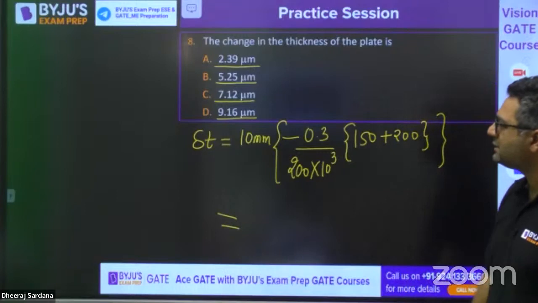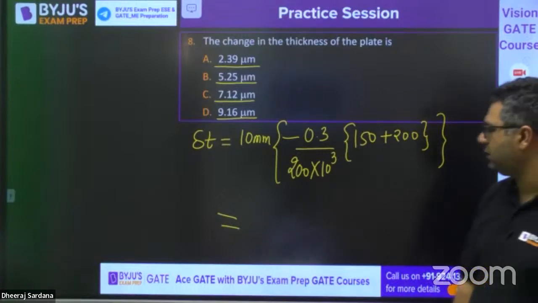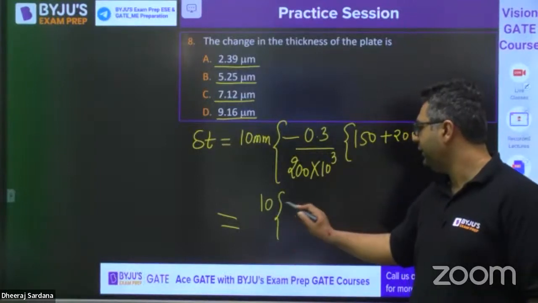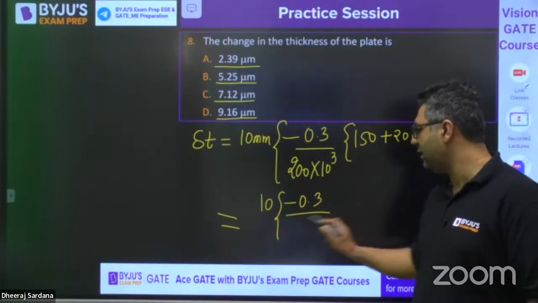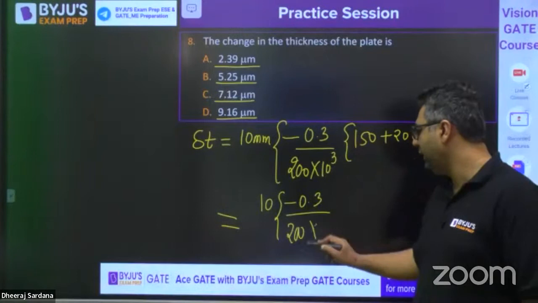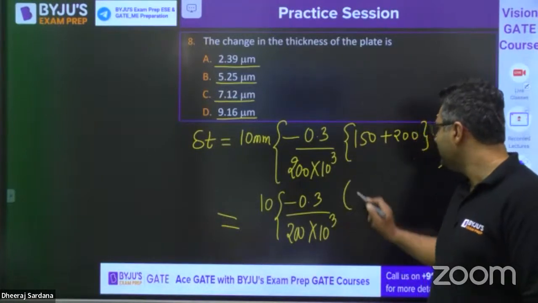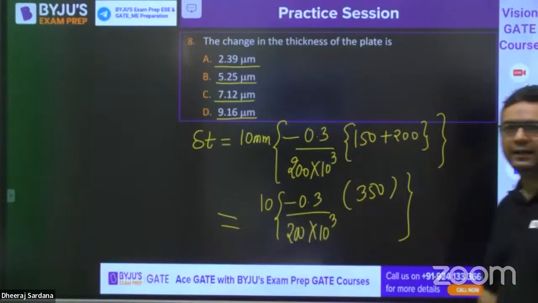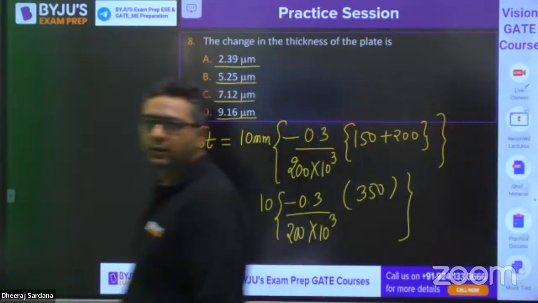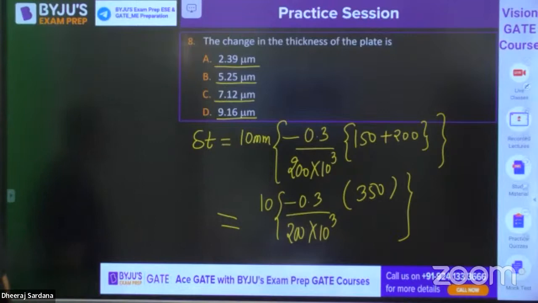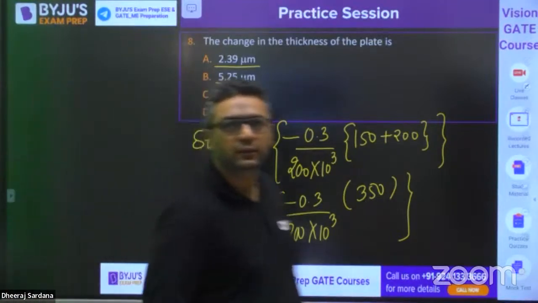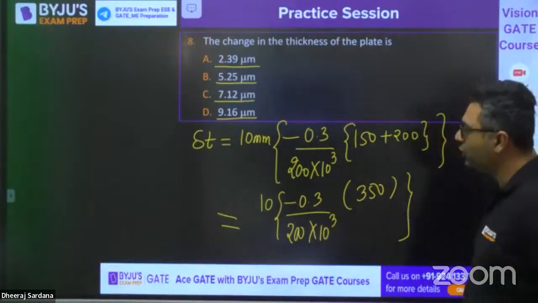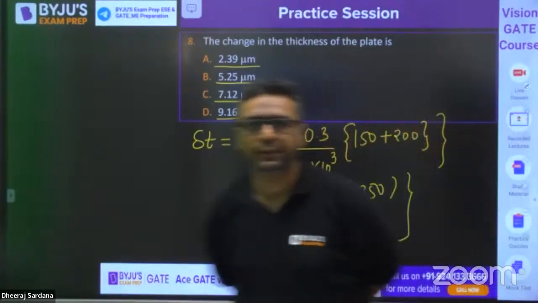Papa Ka Ghoda is saying A, 2.39. Please check it. It is 10 into 0.3 divided by 200, into 10 to the power 3. This is 350. Please check it again and then tell me the answer. Yes, you are very close, Papa Ka Ghoda. Try it. The solution is in front of you. You just need to put the value and get the answer.